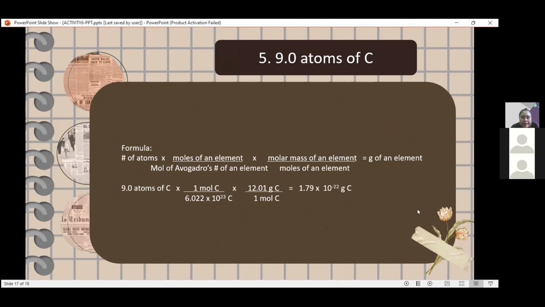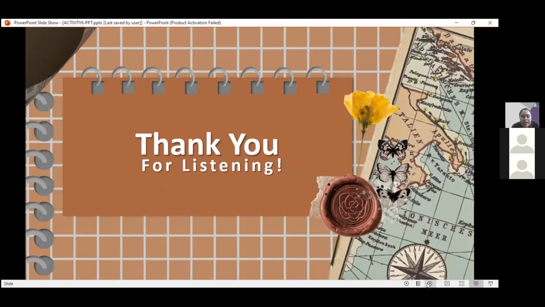And then lastly, last na ito, 9 atoms of carbon only. So 9 times 1 times 12 divided by 6.0221 times 10 raised to the power of 23 is 1.79. This is correct. 1.79 times 10 raised to the power of -22. Okay? So questions about converting the number of atoms to moles and even to grams.